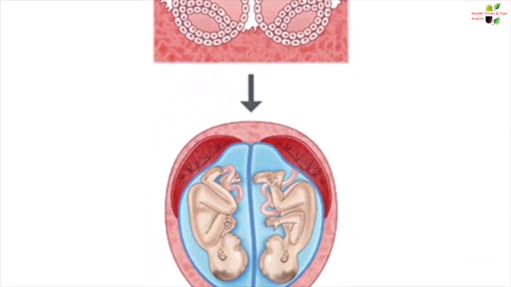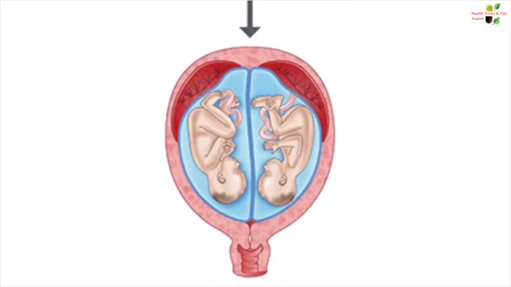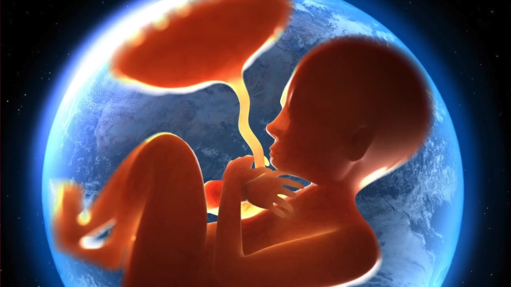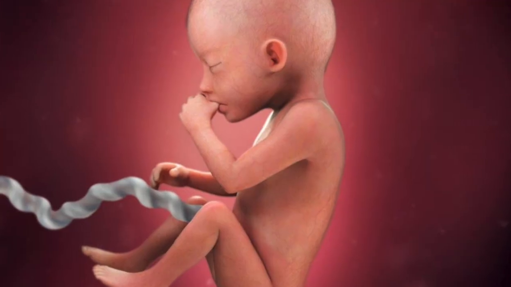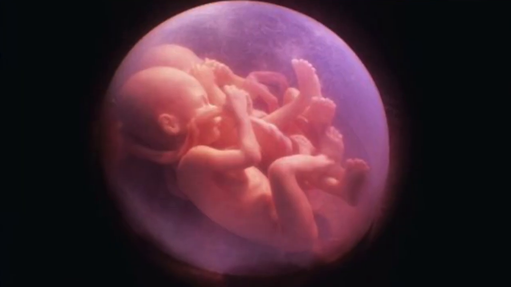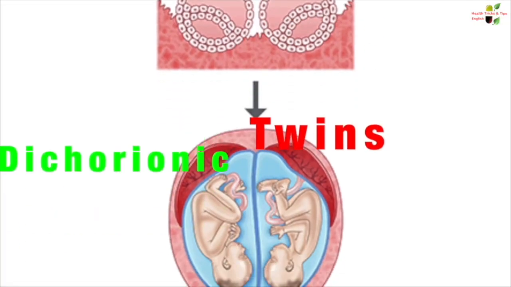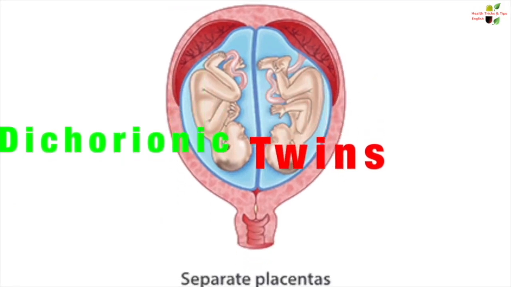As the implantation is different, they would have different placentas and different amniotic sacs, and via the placenta and the umbilical cord, the babies in the womb get their food, oxygen and blood supply. So these types of twins are known as fraternal twins, or technically, as they have two separate placentas, they are also known as dichorionic.